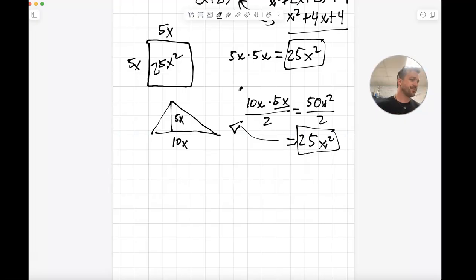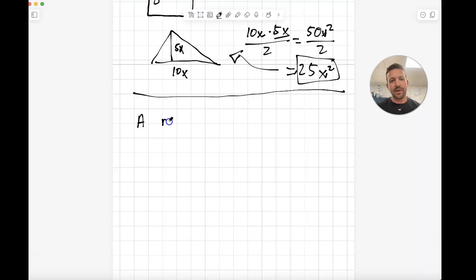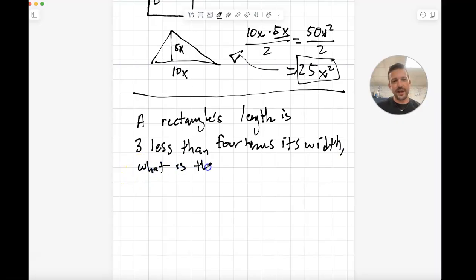Okay. Let's do one where they give the length and the width relationship. So let's say a rectangle's length is 3 less than 4 times its width. What is the area?